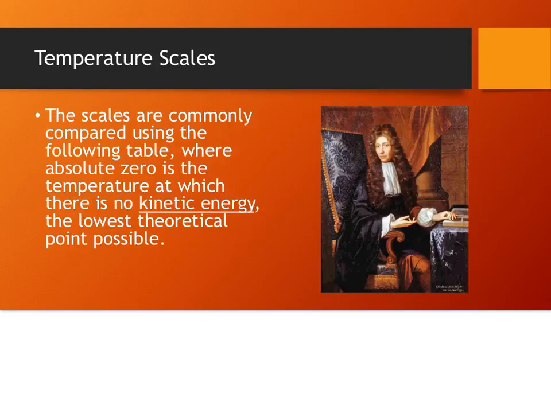Alright. So the scales are commonly compared using the following table, where absolute zero is the temperature at which there is no kinetic energy, which is the lowest theoretical point possible. A gentleman named Robert Boyle actually theorized the phrase absolute zero. It's not physically possible for us to reach. We've gotten very close, but we just can't quite physically get there.